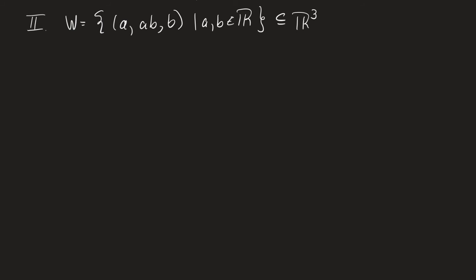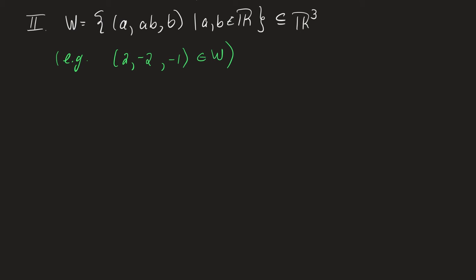Next, I'm going to consider this subset of R3. Here I have that the second component is the product of the first and the third. So as an example, if the first component was 2 and the last component was minus 1, then the second component has to be 2 times minus 1, which is minus 2. That is an element of W.